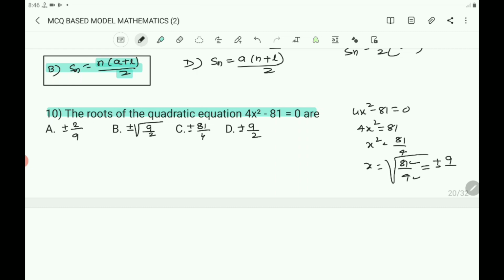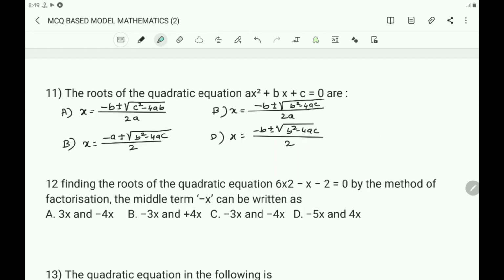Square root of 4 is 2, square root of 81 is 9. So plus or minus 9 by 2. What is the answer here? Plus or minus 9 by 2. So option D is the answer.